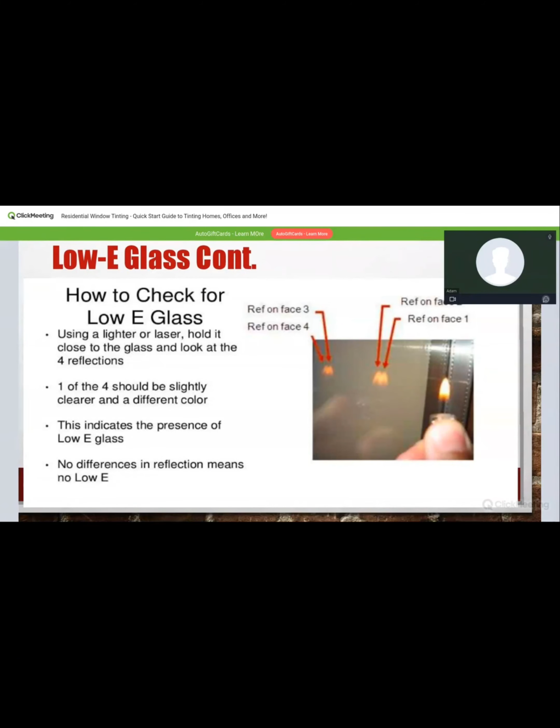So we're going to hold that lighter up at about a 45-degree angle against the glass, looking for those different flames. You can see that in this picture, and if you want, we can email it to you guys afterwards. The one on phase 3 is a little bit lighter. That shows that there's low E coating on those windows.